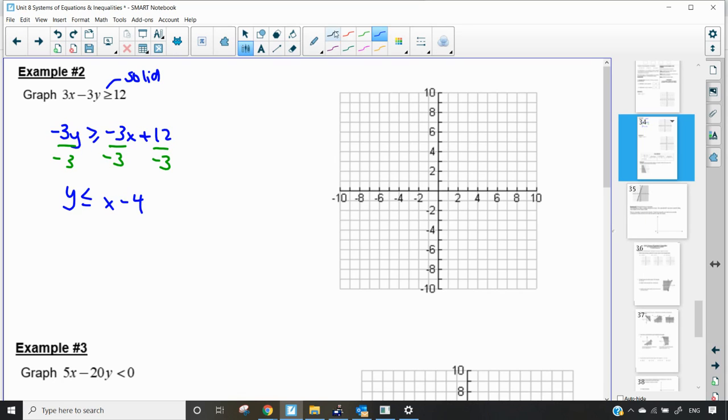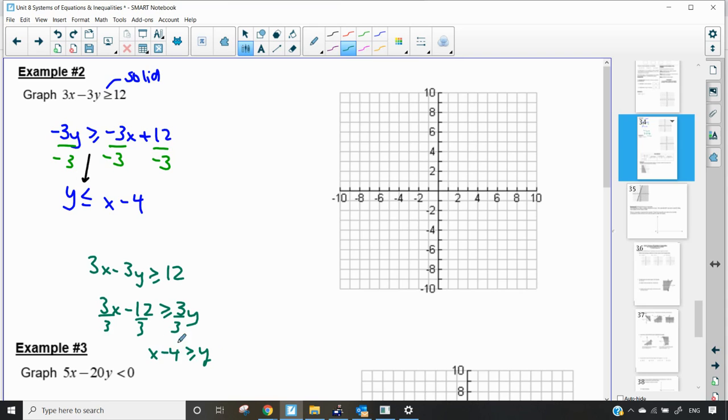Notice that my sign had to change because I divided by a negative. Now, some people find that a little bit daunting to have to remember just one more rule. So another way to get around that is to always move your y so it stays positive. So taking a look at that here, if I had 3x minus 3y is greater than or equal to 12, so I would have 3x minus 12 is greater than or equal to 3y. Dividing by 3, I'm going to have x minus 4 is greater than or equal to y.